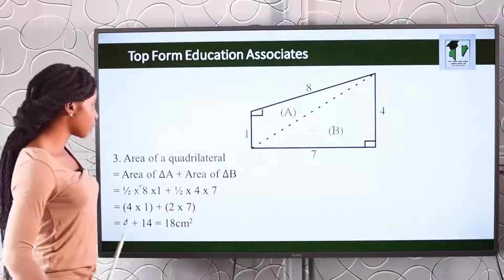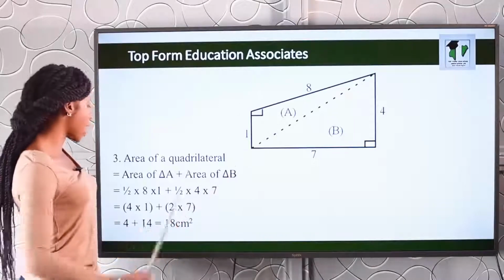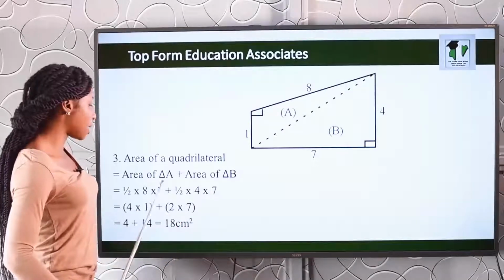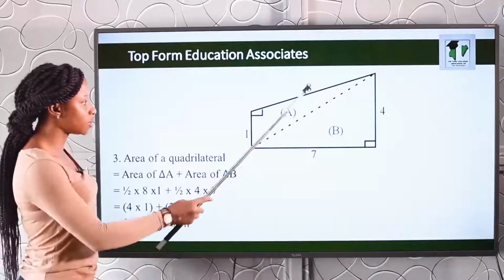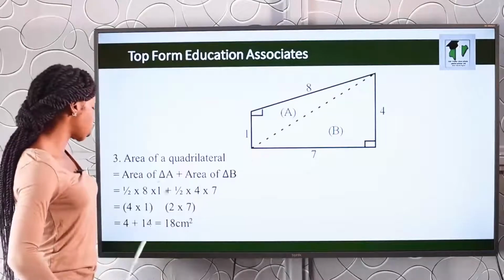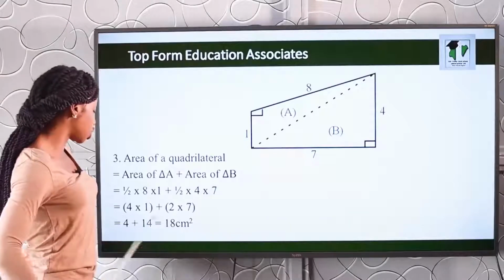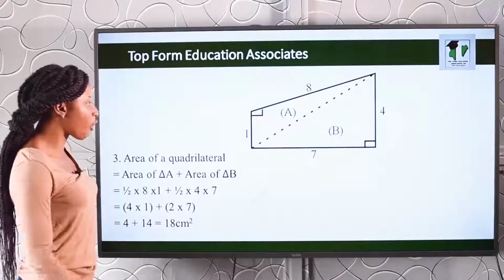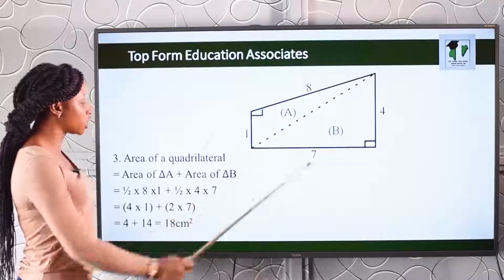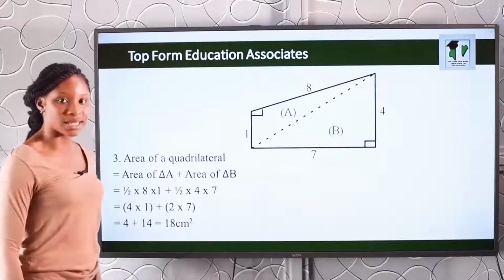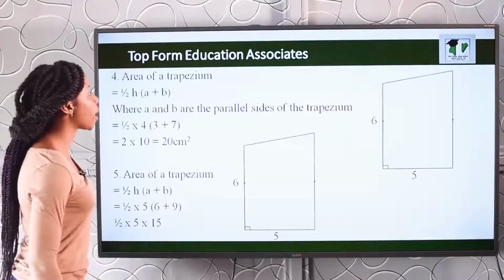Now, let's go. To get the area of triangle A, half base times height. We'll do the multiplication. We have the answer. The same thing for the second one. Then we do the addition, which is 4 plus 4. Therefore, the area of this quadrilateral is 18 centimeters squared.